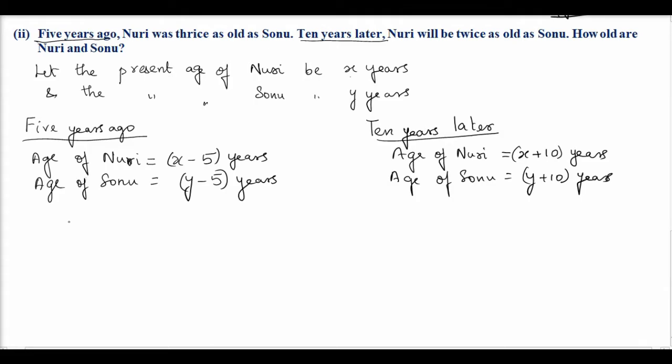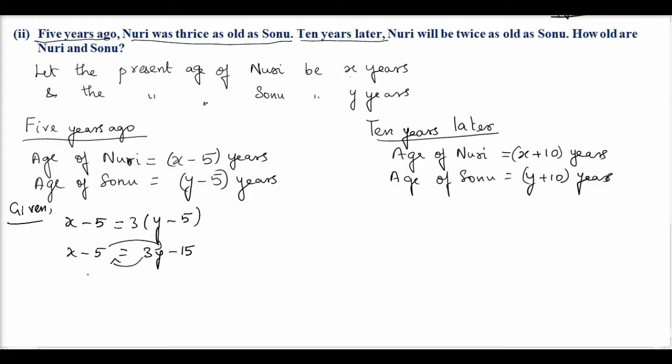So 5 years ago their ages are x minus 5 and y minus 5. It's given Nuri was thrice as old as Sonu. So Nuri was thrice, 3 times means it's 3 into y minus 5. So this is the first condition given. Now simplifying this, we get x minus 5 equal 3y minus 15. So bring the variables to one side and the constants to the other side, so that I get x minus 3y equal minus 15 plus 5. So this is x minus 3y equal minus 10 as my first equation.